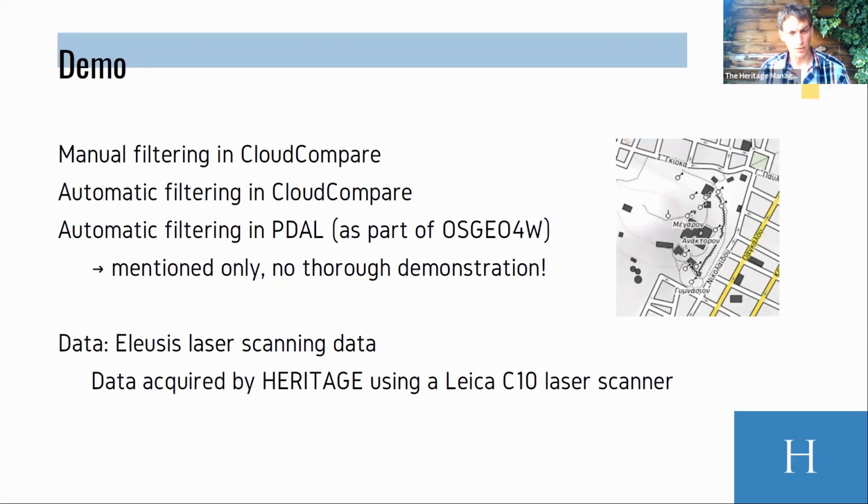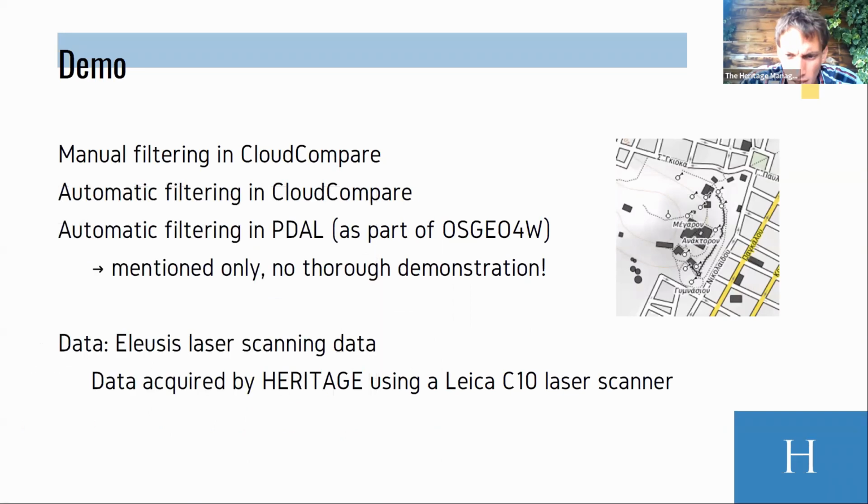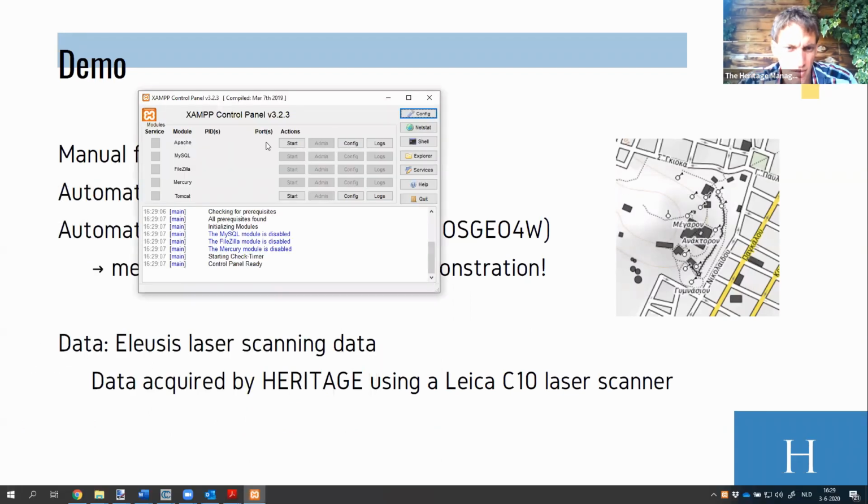So in the demo that I will send you, I will work, of course, again with Cloud Compare. The data that we will be using were acquired by Heritage using a Leica C10 scanner. On this site, they have measured a huge amount of points from a lot of scanning positions. I can show you again the entire point cloud that we are working on.